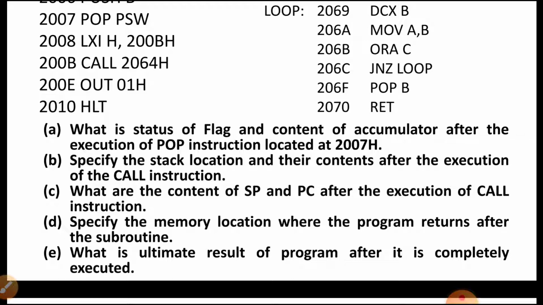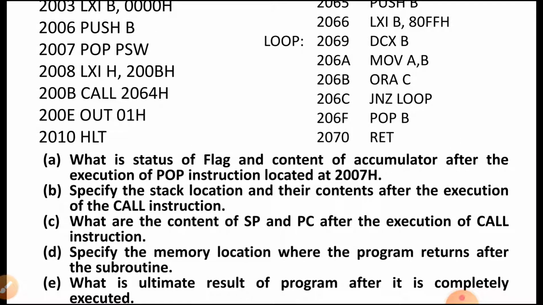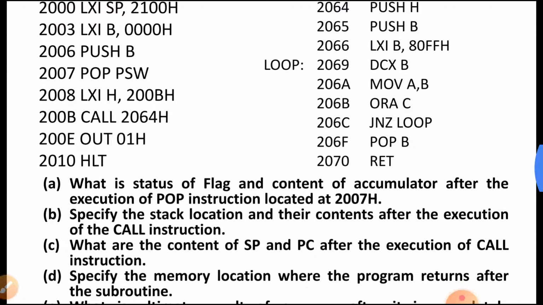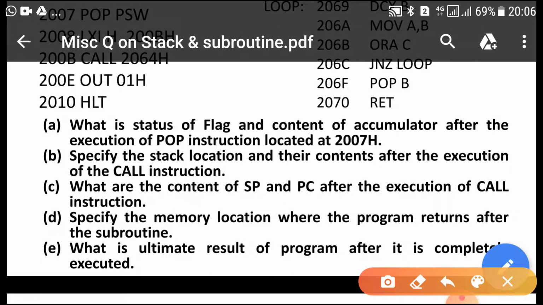It is asking what the content of the stack pointer and program counter will be once the call instruction is executed. I just explained the stack pointer: it was first decremented by 1 to 20FF, and now it will become 20FE. So the stack pointer content will be 20FE, and the content of the program counter will be, actually the program counter shows the address of the next instruction to be executed. Since the call instruction says that you have to execute the instruction written at 2064, naturally the content of the program counter will be 2064.